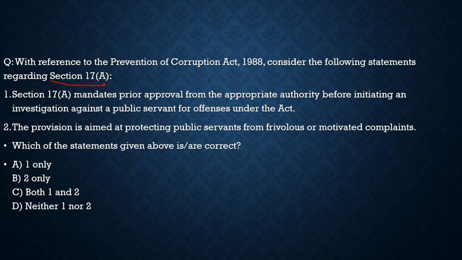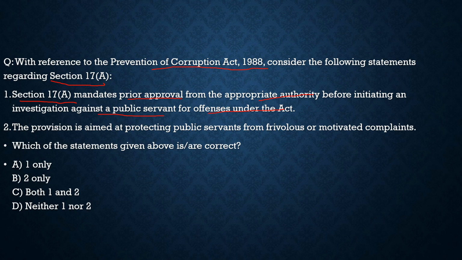It says, with reference to the Prevention of Corruption Act of 1988, consider the following statements. What is the first statement? It says, Section 17A mandates prior approval from the appropriate authorities before initiating an investigation against a public servant for offences under the Act. 100% correct. We need the prior approval from the appropriate authority.